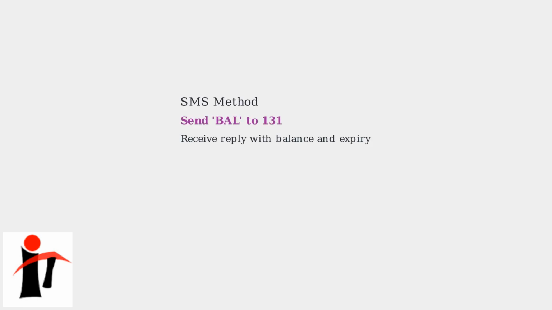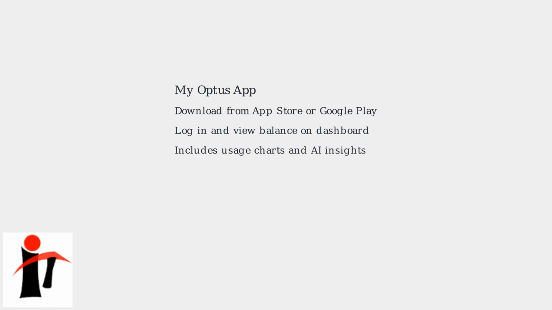Next, SMS. Send BAL to 131 via text. Optus will reply with your current balance and expiry date if you're on prepaid. Finally, the My Optus app. Download it from the App Store or Google Play, log in, and your balance is displayed right on the dashboard. The app also provides detailed usage charts and AI insights. All 3 methods are free for Optus customers.